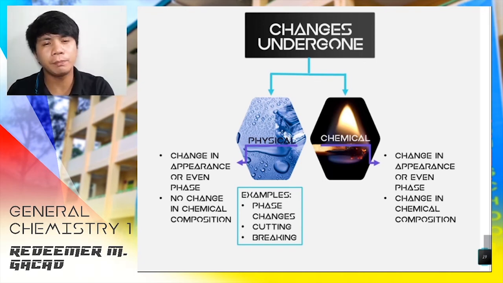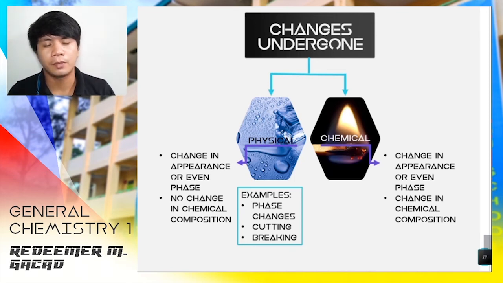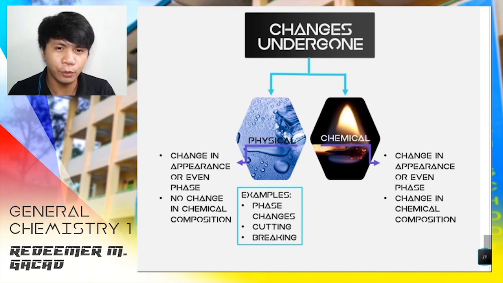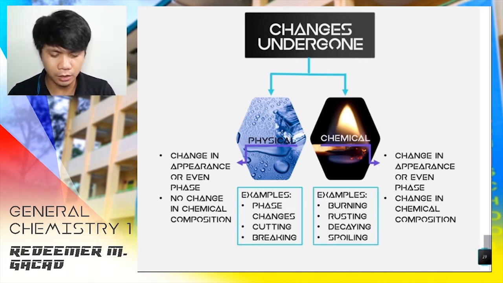So, hindi na siya pareho doon sa dating papel. Yung ash ay hindi na papel, abo na siya. At yung gas ay hindi na rin papel, gas na siya. Okay, so may mga bagong chemicals or substances na form at mayroong bagong chemical composition. Nagbabago yung chemical composition ng object. Okay? So, that is chemical change. Example ay burning, rusting, decaying, at spoiling.